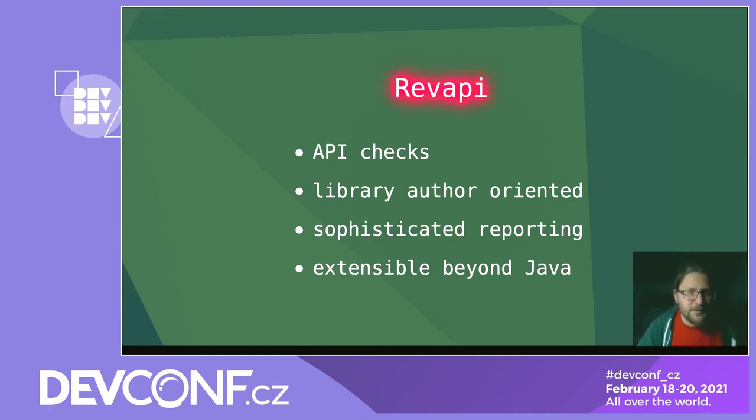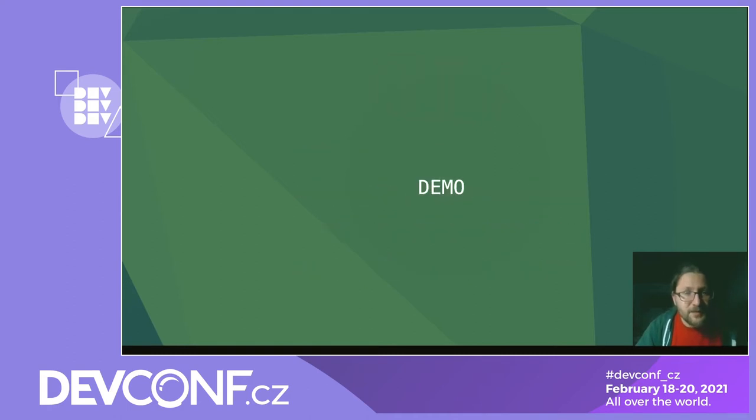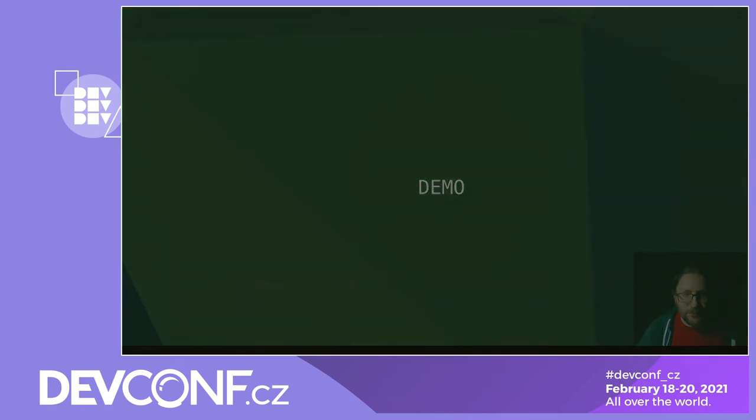For that, it's got, as I said, integration with the build tools, and it's got reporting capabilities, so that you can provide a summary of the changes that your new version of your library is making. And it's not just about Java code, it's going beyond that currently into YAML and JSON. With that, let's see a demo of how Revapi works within Quarkus and what it provides to it.